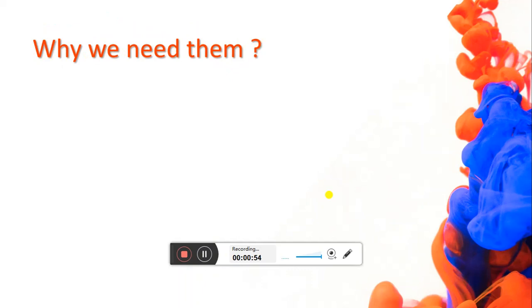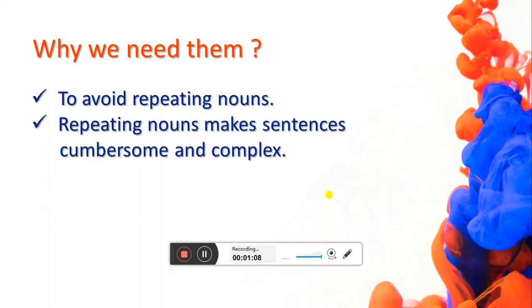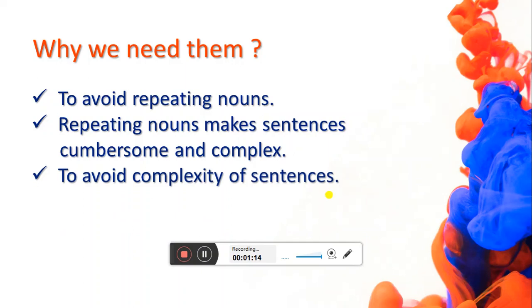Why do we need them? Why do we use pronouns? To avoid repeating nouns, we use pronouns to avoid repeating the same nouns in a paragraph or in a sentence. Why? Because repeating nouns makes sentences cumbersome and complex. To avoid complexity of sentences, we use pronoun. Let me explain it more with examples.